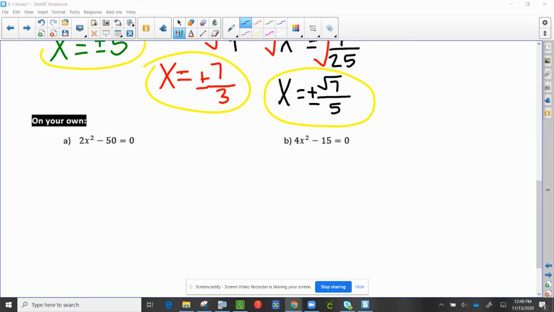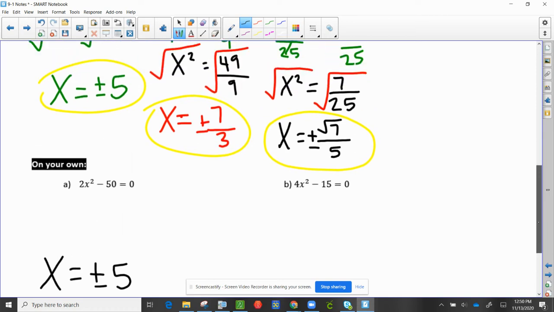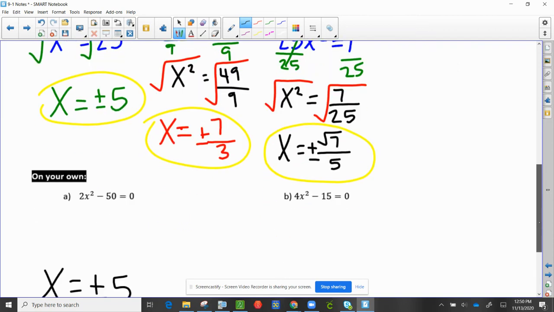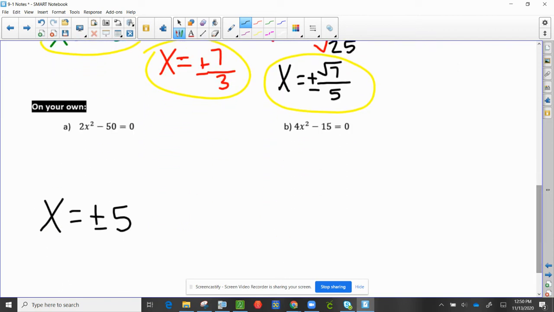Okay, if you got it right, then for this number A, we should have got that x was plus or minus 5. So now try B. We have 4x squared minus 15 is equal to 0. Now 15 is not a perfect square, so it's probably going to be like number 3 above it, where it's not going to work out nice, but you could still take the square root. So try B and see what you get.